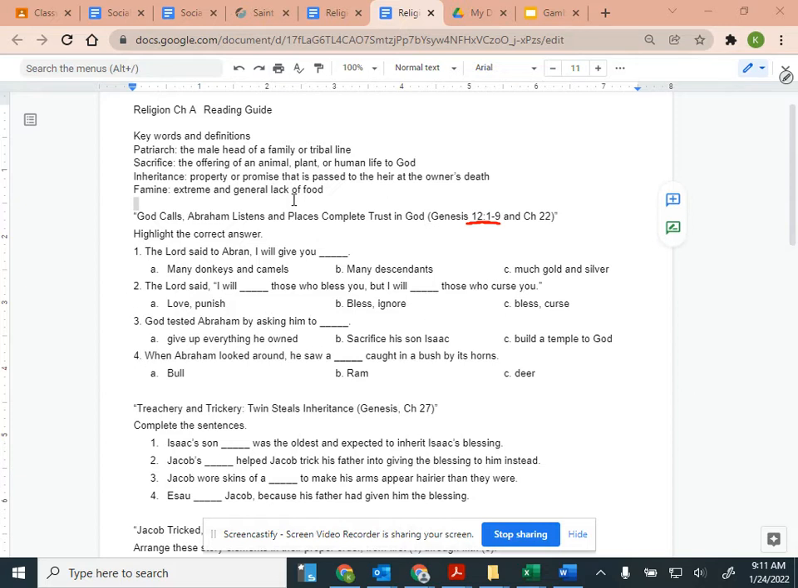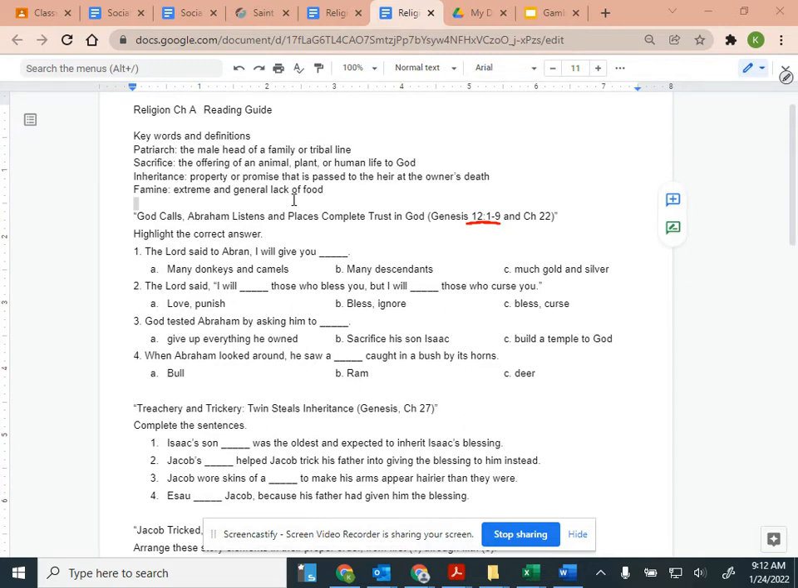Thank you. The Lord said to Abram, "Go forth from your land, your relatives, and from your father's house to a land that I will show you. I will make of you a great nation, and I will bless you. I will make your name great so that you will be a blessing. I will bless those who bless you and curse those who curse you. All the families of the earth will find blessing in you."